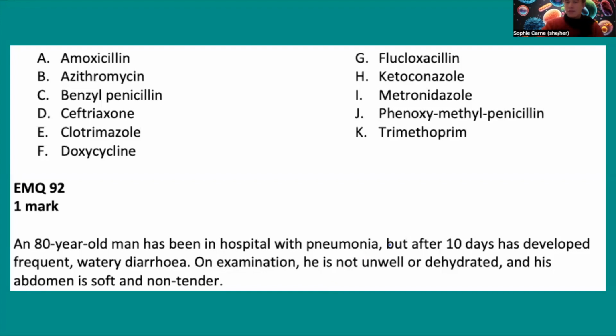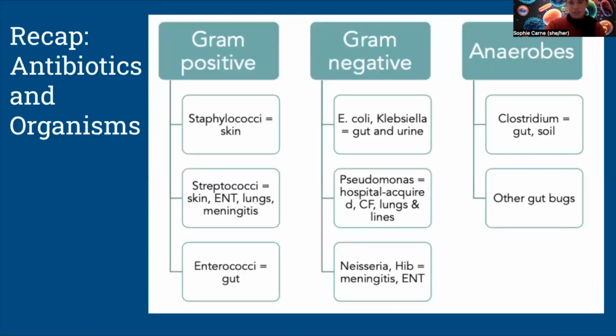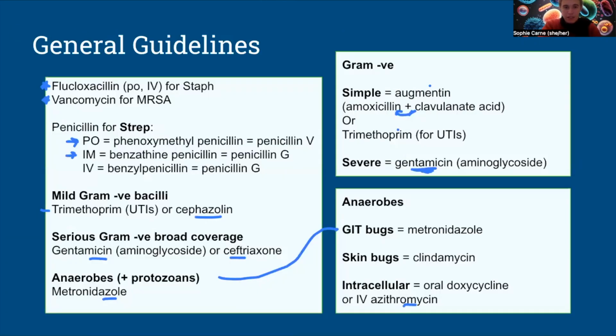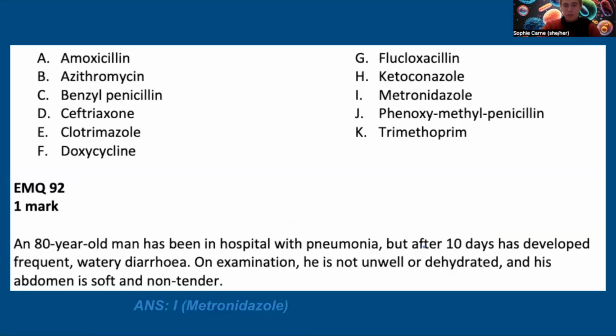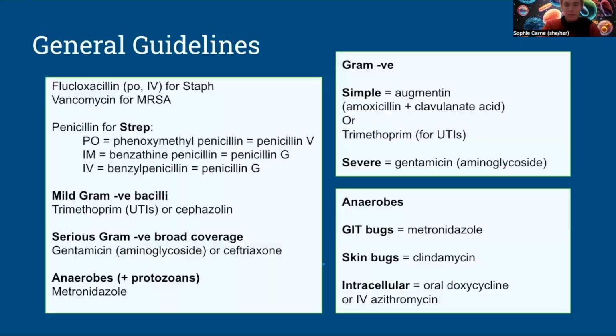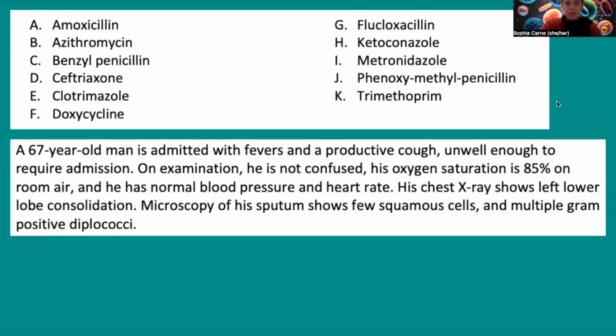So now for a multiple choice question. This 80-year-old man has been in hospital with pneumonia, and after 10 days he has developed diarrhea. So remember, antibiotics plus diarrhea equals C. diff. If we go to the next slide, we can see that C. diff is an anaerobe. And if we go back, we can see that we want to treat our anaerobes with metronidazole, especially if they're in our gut. So we're going to treat with metronidazole. And I've got the slides here. Fantastic. Next question.